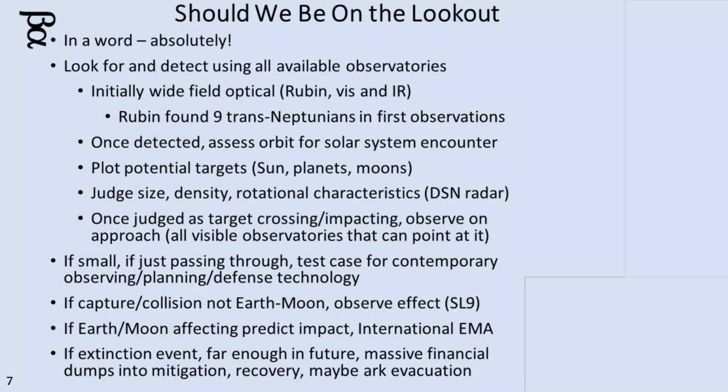But in the case of 3I/Atlas, it's going by too fast. We couldn't put a rocket together that would slingshot up enough speed to get to it before it leaves the solar system. So if it's small and it's just passing through, we can use that to check our contemporary technology for observing and planning. Let's say it did happen to hit something, and then what would we do?